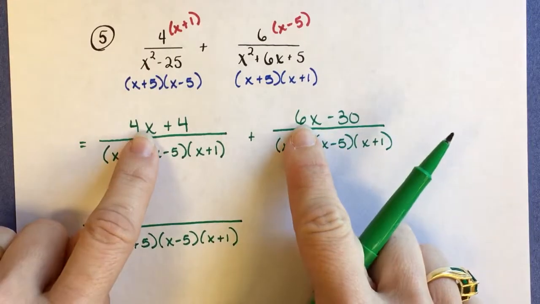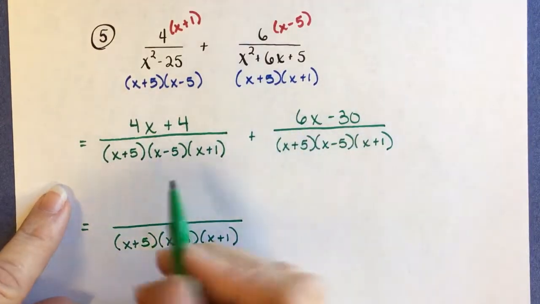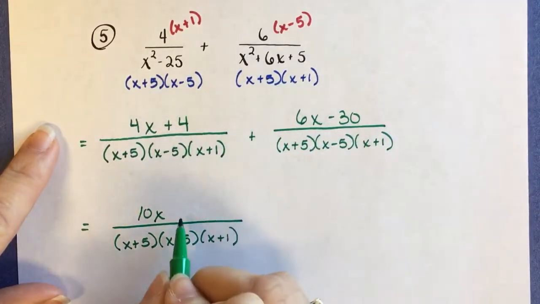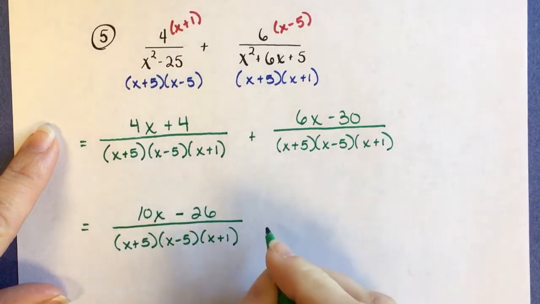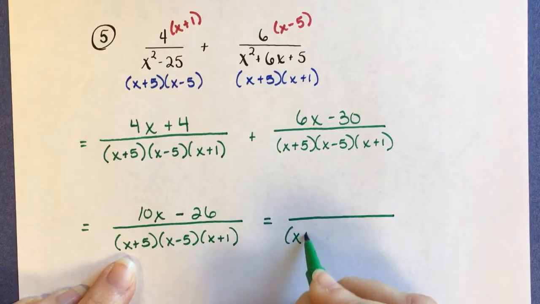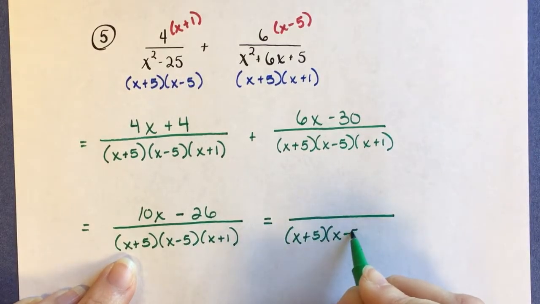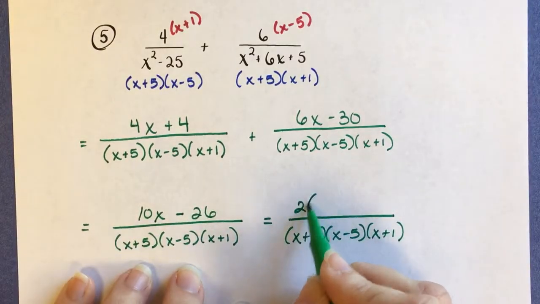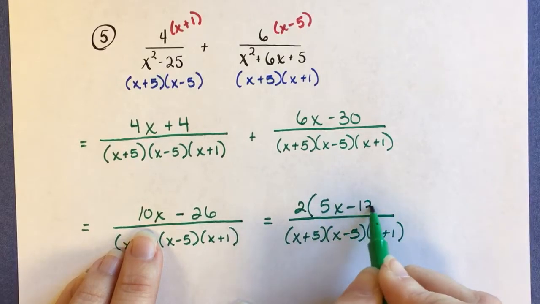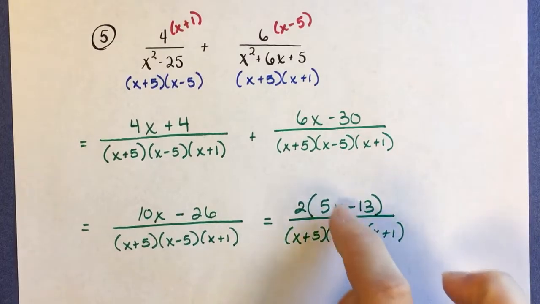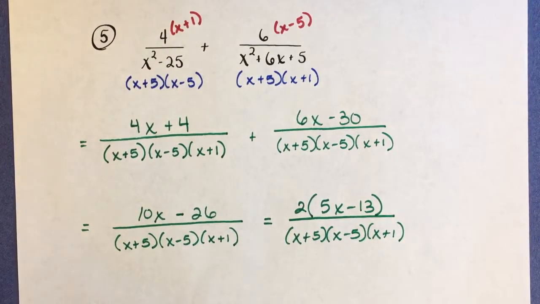So combining like terms, I can combine 4x plus 6x, which will give me a 10x. And then I have 4 plus negative 30, which is a negative 26. Now the only factoring that I can do here with my numerator will be to take out a 2. But even after I take out the common factor of 2, I still don't have any like factors that I can cancel out. So you actually could write your answer either way.